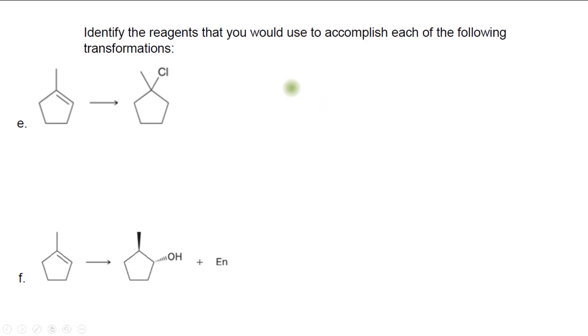All right, in this problem, we're looking to identify the reagents that are needed to make these transformations. For this one, we have a chlorine that's getting added to the more substituted carbon. So this would be HCl. On this one, we have a hydrogen, an alcohol that's dashed. There's also a hydrogen here that is dashed. This alcohol is getting added to the less substituted carbon. This is an anti-Markovnikov product.